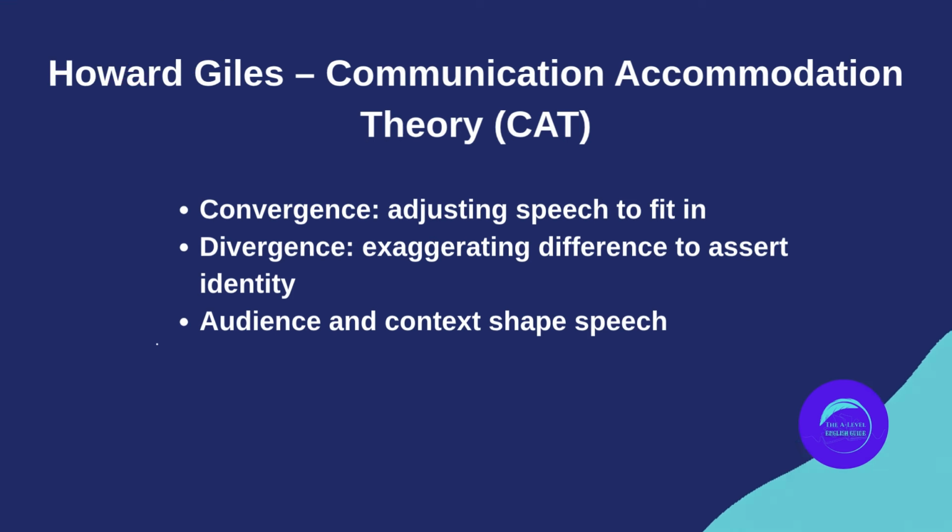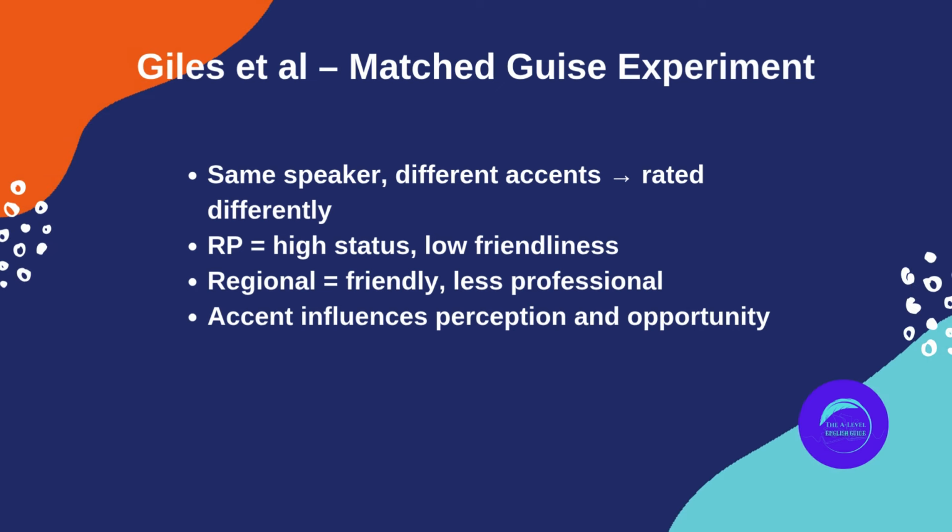In the matched guise experiment, Giles and his colleagues asked listeners to rate the same speaker using different accents. The results were striking. Received pronunciation, or RP, was rated highest for intelligence and status, but lowest for friendliness. Regional accents were rated friendlier, but seen as less professional. This reveals how strong our social attitudes toward accent can be, and how those attitudes affect identity and opportunity.